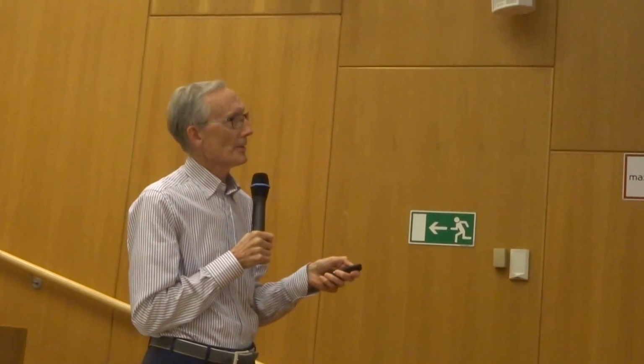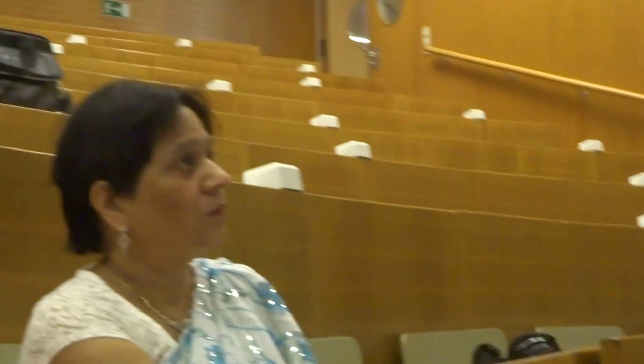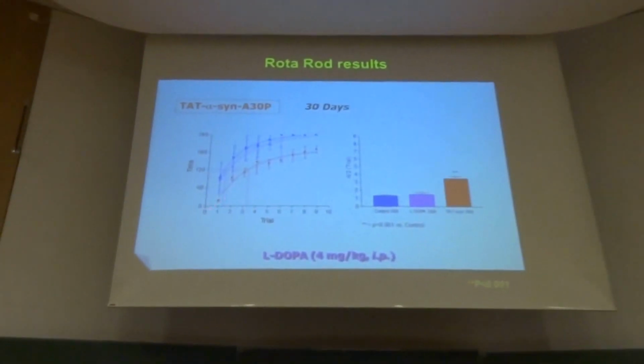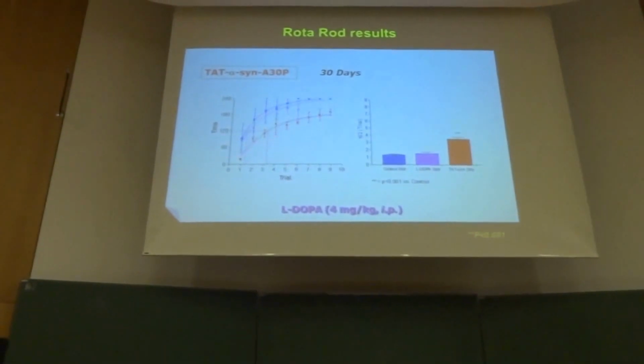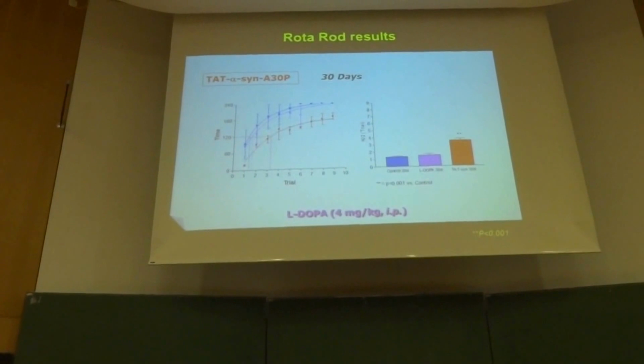L-DOPA is sort of the gold standard therapy for Parkinson's disease, at least early on in the disease. So this again is our control. This is the effect of the 6-hydroxydopamine and the rescue, the rotarod test of L-DOPA given in these animals with 6-OHDA. Again, you do the same thing with the TET alpha-synuclein. The pathology which you see is recovered, treated with the L-DOPA.